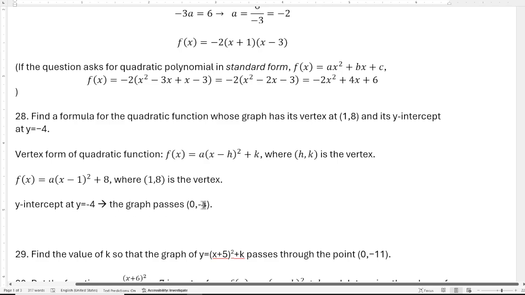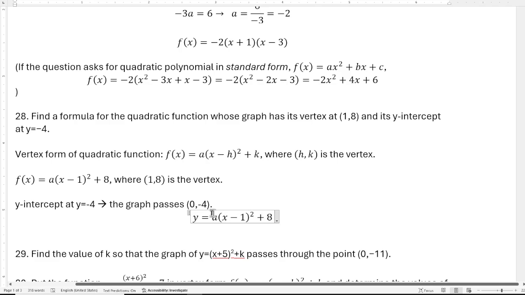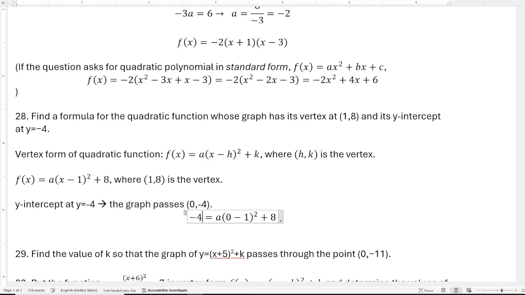Because we know that (0, negative 4) is on this graph, what we need to do is take that equation, y equals a times (x minus 1) squared plus 8, and replace x by 0 and y by negative 4. And now we still have to solve this, and then we solve it by saying that negative 4 equals a plus 8, which means a is equal to negative 12.